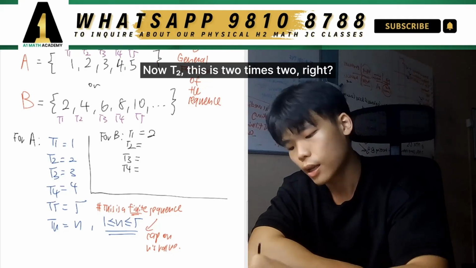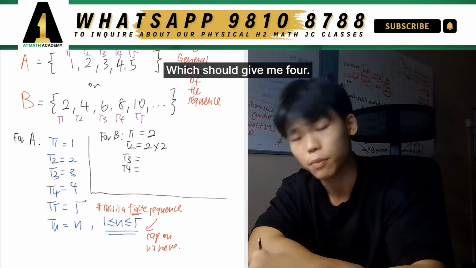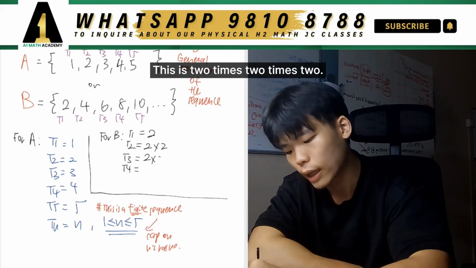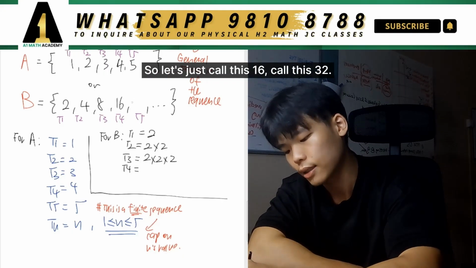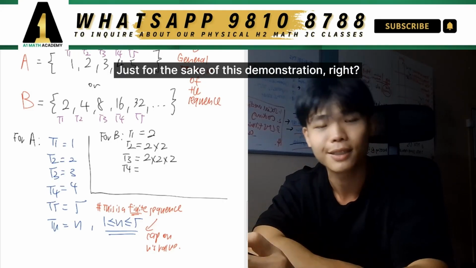It starts off with 2. Now, T2, this is 2 times 2, right? Which will give me 4. Now, T3, this is 2 times 2 times 2. I just realized that. Let me adjust this. Okay, so let's just call this 16, call this 32. Okay, just for the sake of this demonstration, right?